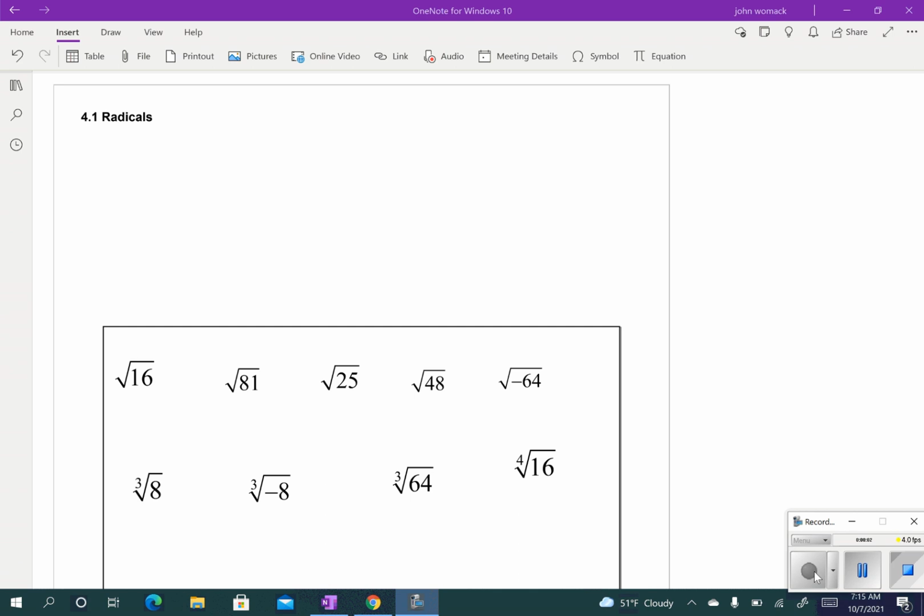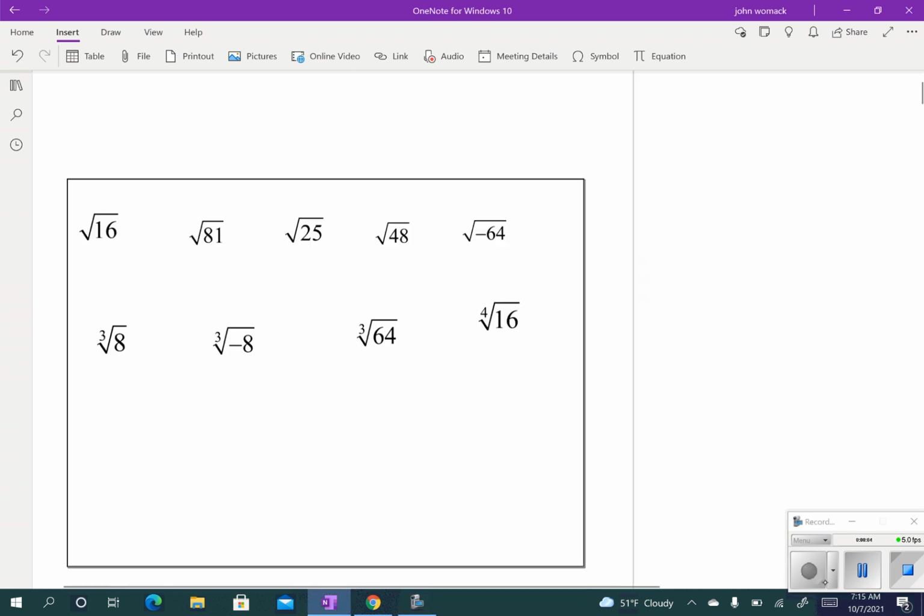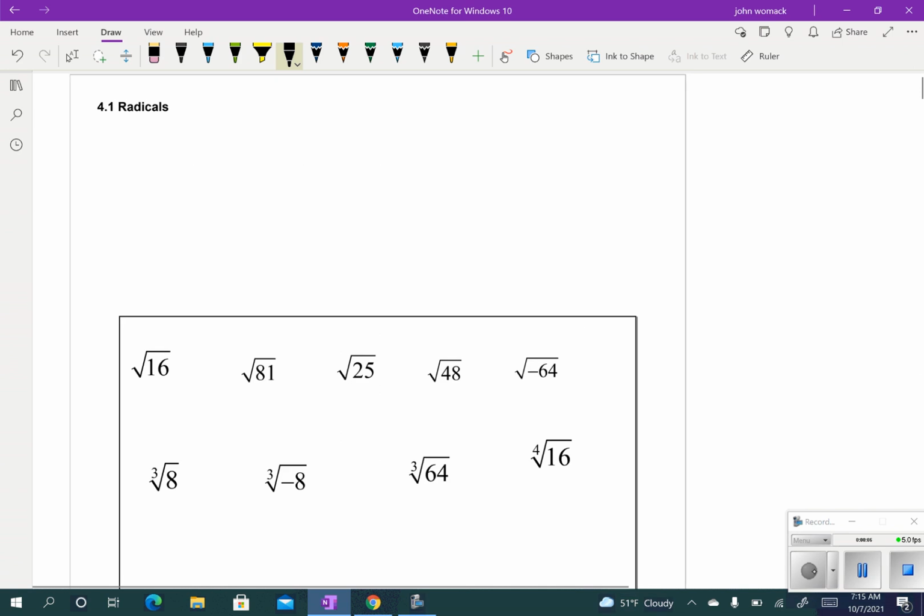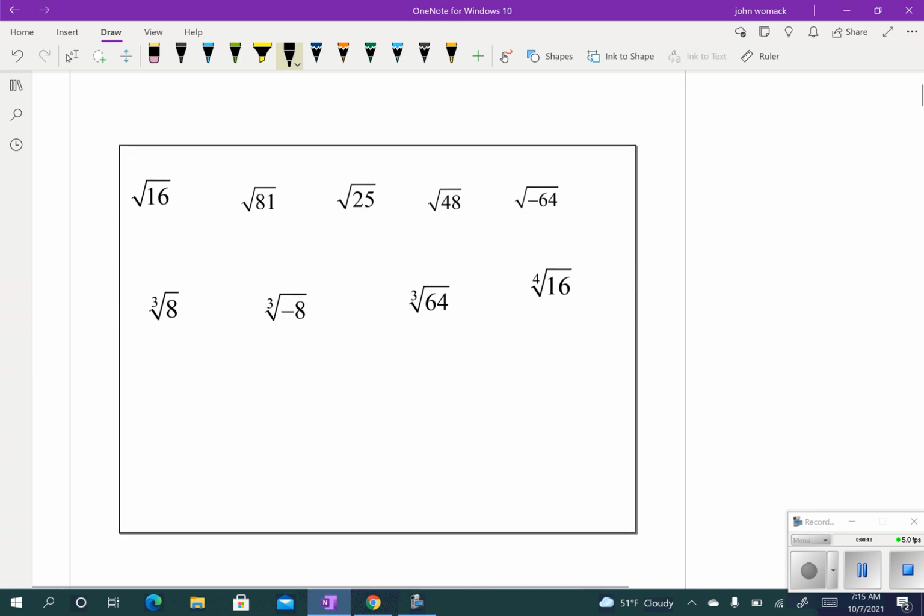If you remember back at the beginning of the year, we talked about radicals, right? Radicals are root signs. Remember that the number that goes in there is the index. If there's nothing there, it's a square root, which means there's a 2 there. And we've already evaluated these and talked about them. We're going to talk a little bit more about them today.